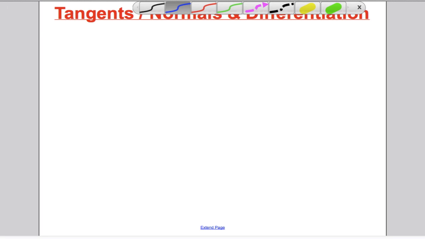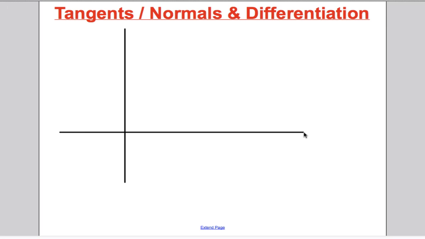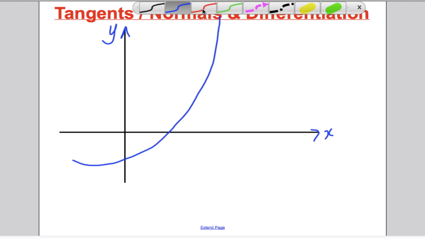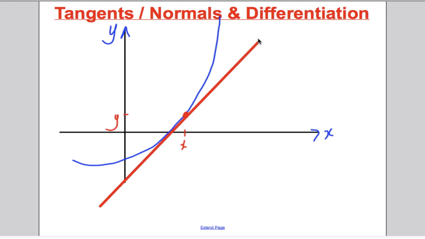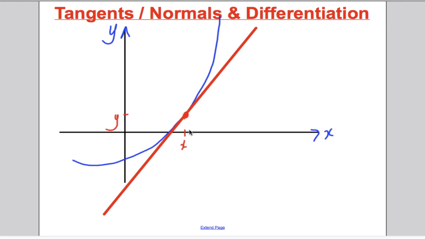Right, imagine you have a curve. Here are your axes, your x-axis, your y-axis, and you have a curve that looks something like that. Imagine you want to know the gradient of the curve at the point x, y. That's the point x, that's the point y there. The gradient of the curve at that point is defined to be the gradient of the tangent that touches that curve at that point. Now, the technique of differentiation works out the gradient of the tangent at the point for us.